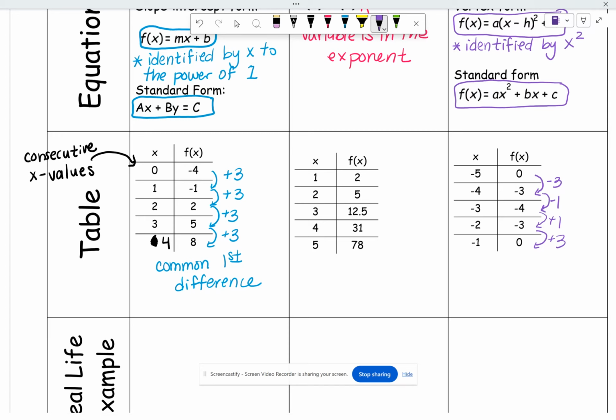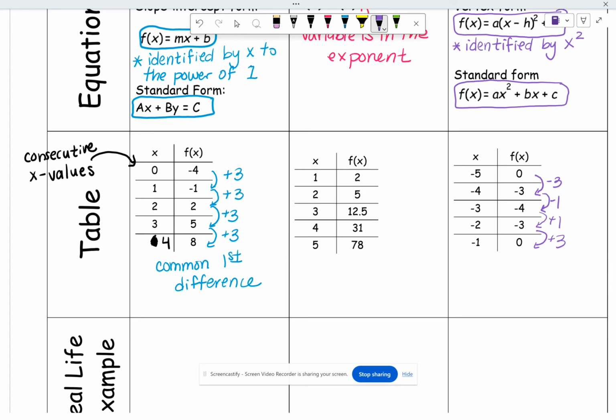These are tough to do in your head. It is worth getting out a scratch piece of paper on your assignment and at least copying down the y column of the table, so that you can use your pencil to see, oh, am I adding a number? Oh, am I multiplying a number? Okay. Oh no, I don't have a common first difference.